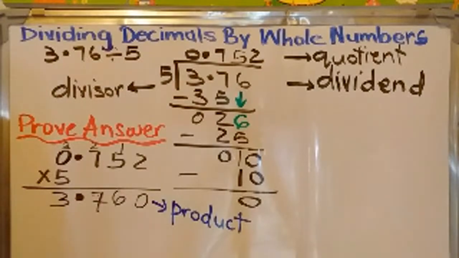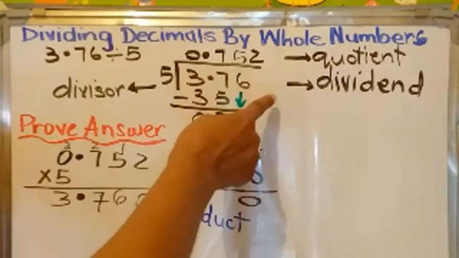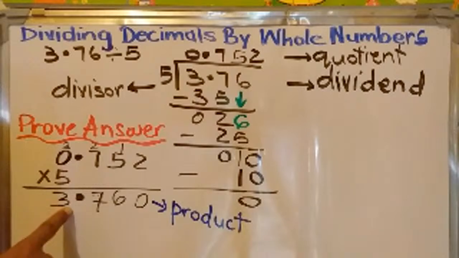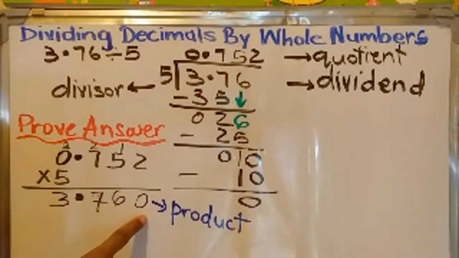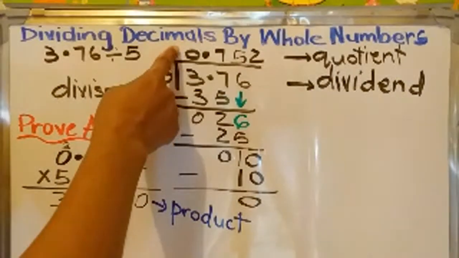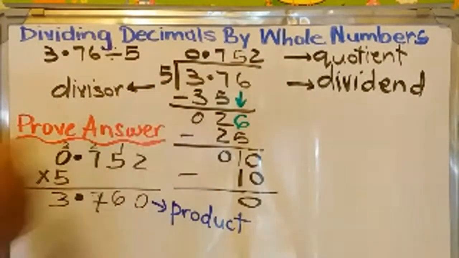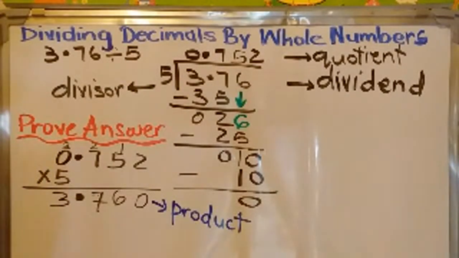So now take your product and look if it is the same thing as your dividend in your division problem. So that's 3.760, and we have 3.76. All right, don't mind the 0 that you see right here at the end. It is there as a placeholder. So it is the same thing as your dividend. All right, so that is telling us that our quotient, which is 0.752, is correct. So just take a few moments and check to see what I did. All right, I'm going to erase it in a few.